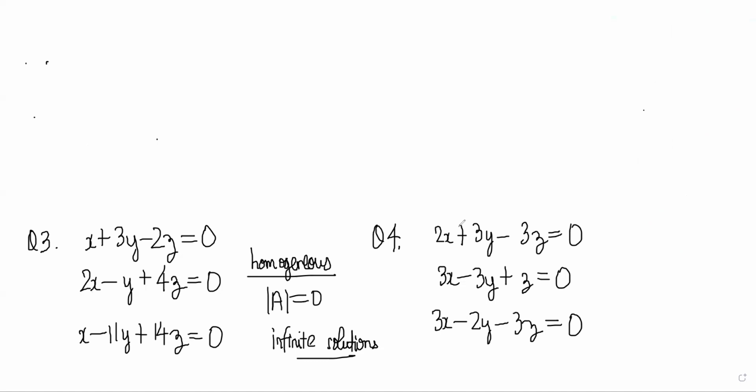The next one is inconsistent. That is not equal to 0. And it is a homogeneous system. In that you only have to check the det.